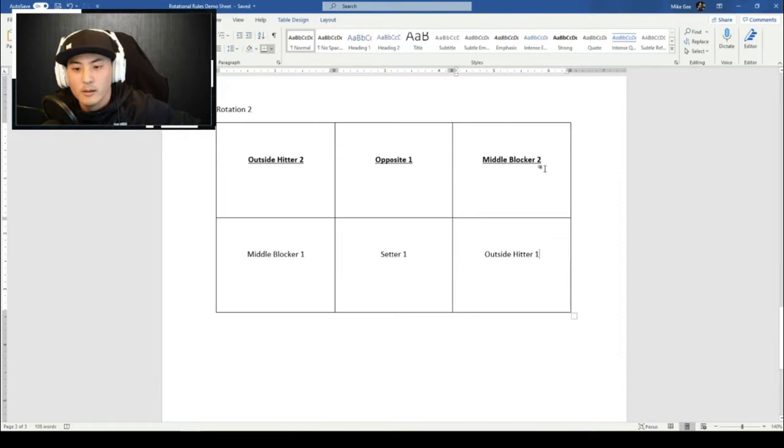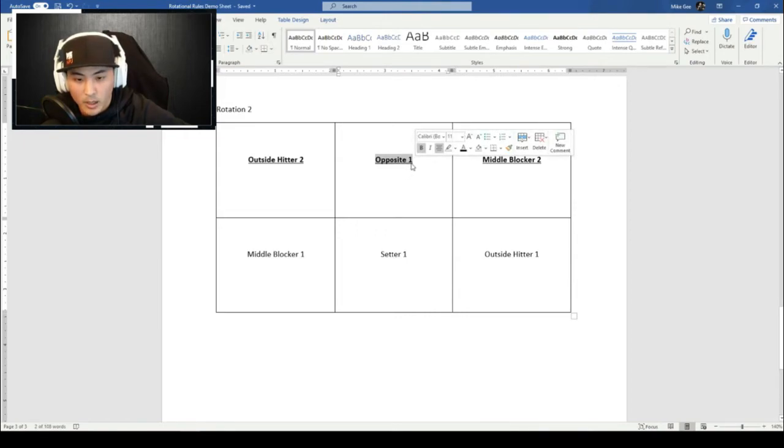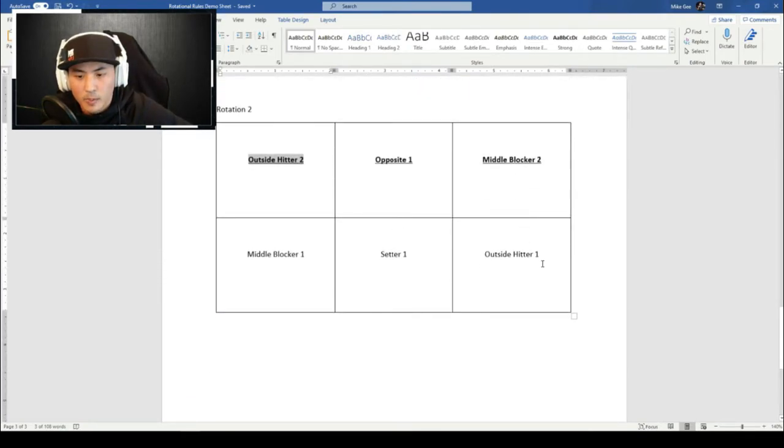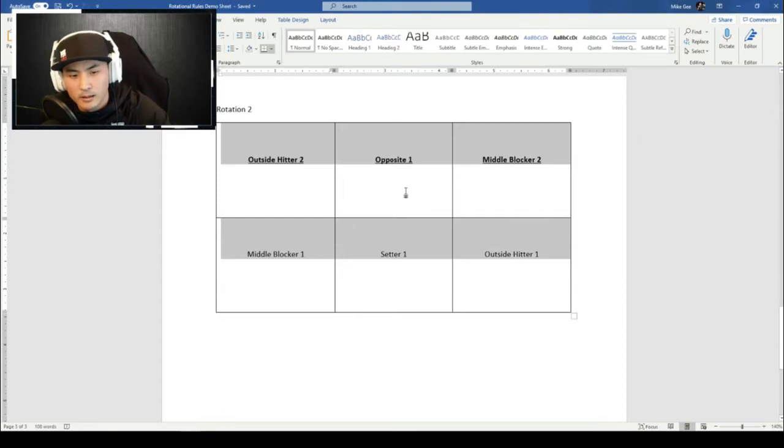Okay, so OH1, second in line, middle blocker 2, third in line is now opposite 1, and fourth in line is now the outside hitter 2. So can you follow? Can you see how we rotated from rotation 1 to rotation 2? We've kept the players in rotational order, but now in this example, the skill position player occupies or starts in a new court position or a new service order. Okay, so everyone's moved up one spot in the line to serve.